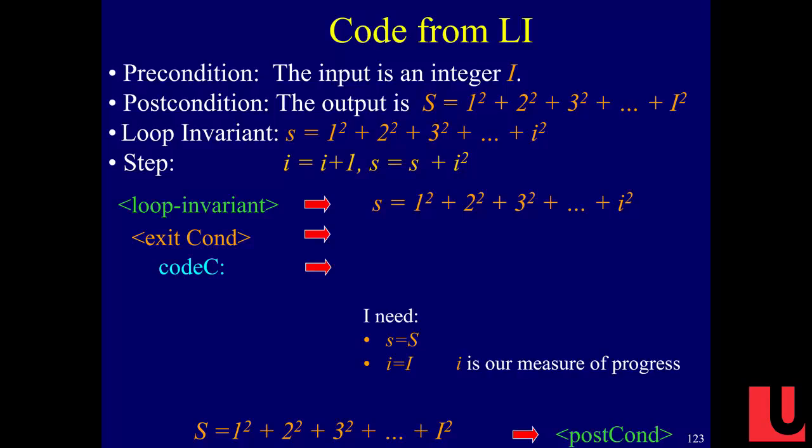Well, I need this to make the proof. Little I is getting bigger. Capital I is part of the input. It's not changing. It feels awfully like an exit condition, right? So that's why I stuck it up there. And then what does this one feel like? Well, S is our output, and little s keeps changing, but the goal is to find capital S and output it. So that feels like post-code to me. Right? People following this? Yeah?